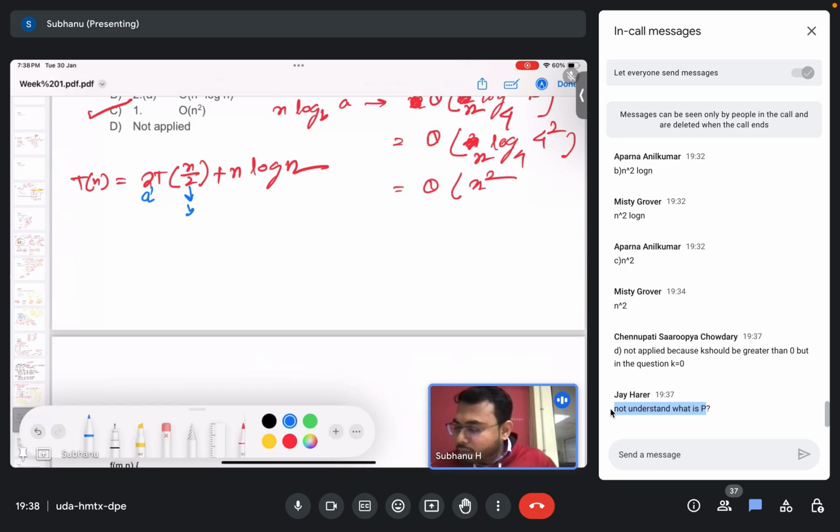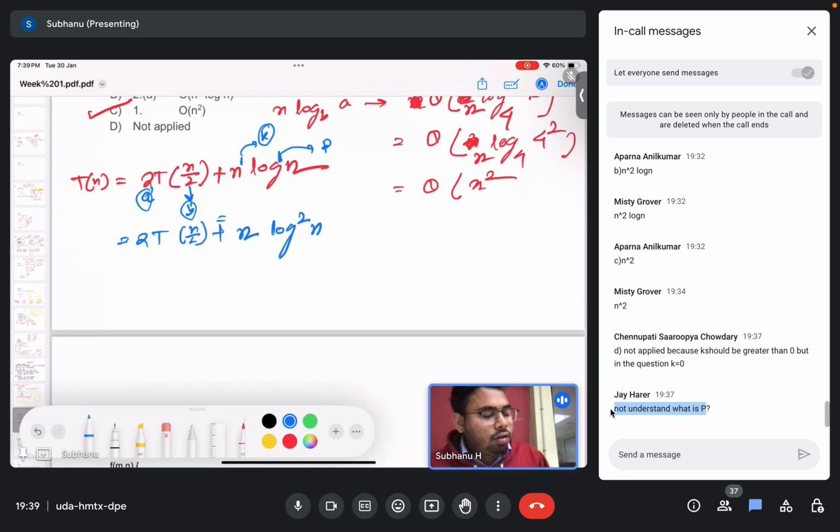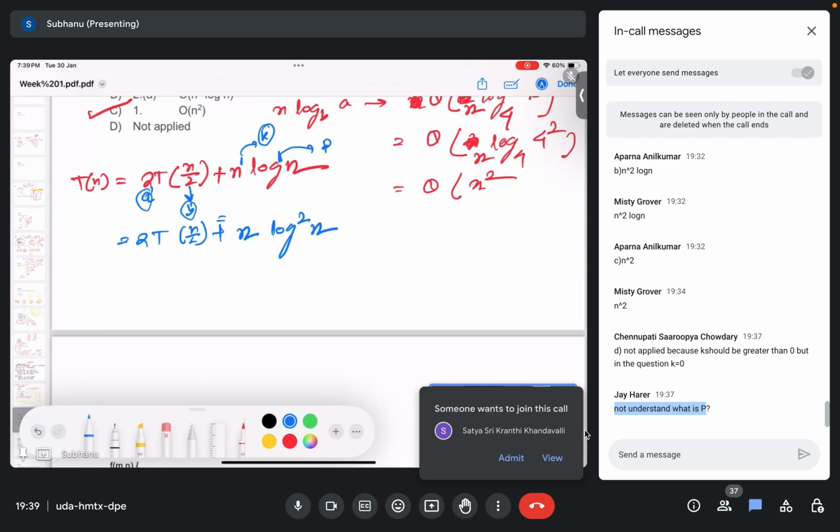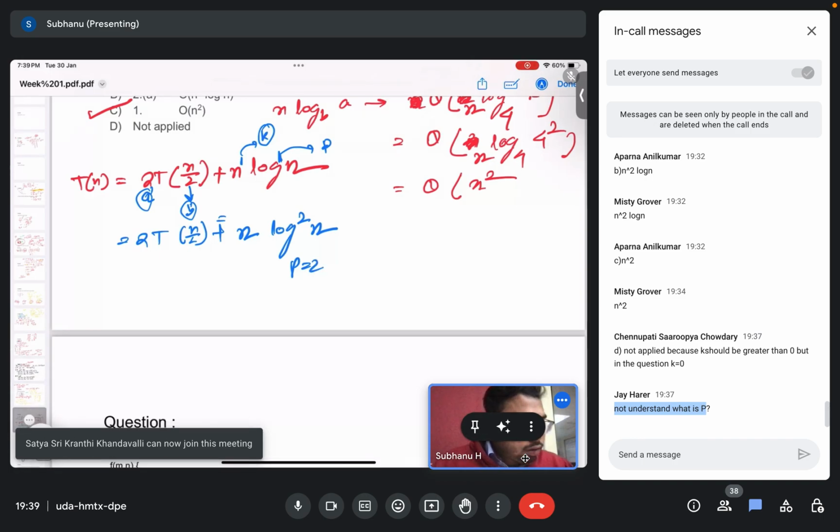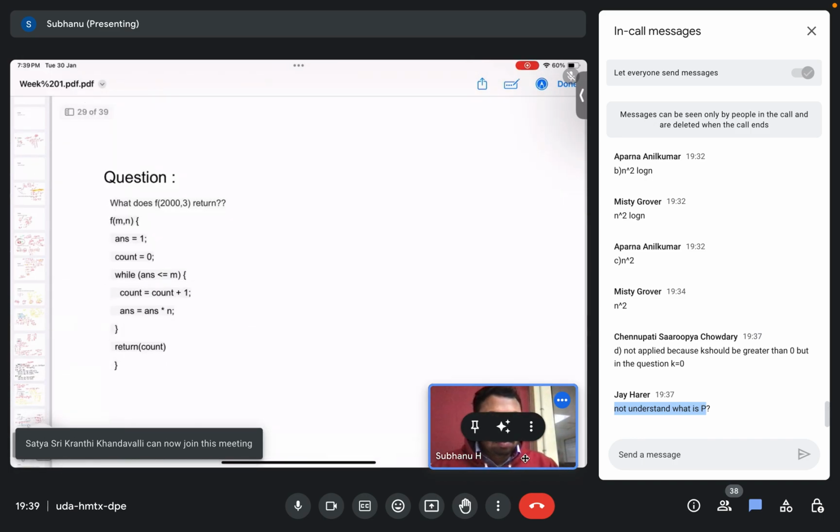And what will be your k? Here this is basically 1, so this will be your k. And what will be your p? log n means log to the power 1 of n, so this is basically your p. If this was 2T(n/2) plus n log square n, then p would be equal to 2. I think it's fine. Now try to solve this question.